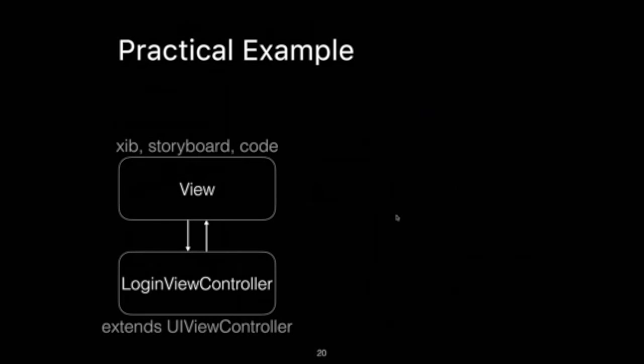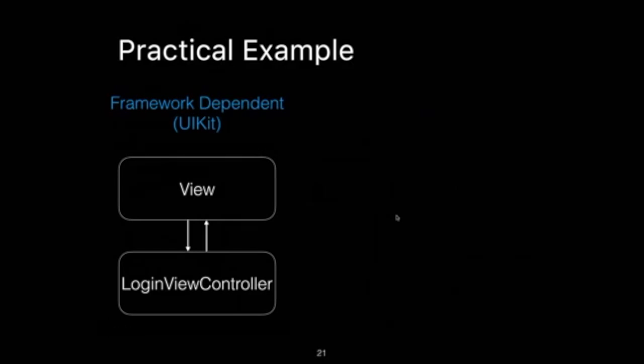How is the application structured? On one side, we have our view. In iOS, it can be defined with a Xib, a storyboard, or by code. In this example, it's defined with a storyboard. Then to control it, we have the login view controller, that in iOS extends UIViewController. So this is the part dependent on our framework. For iOS, it is dependent on UIKit.